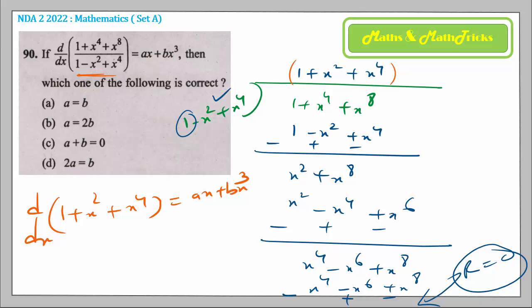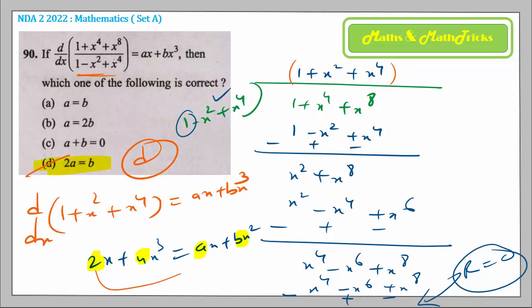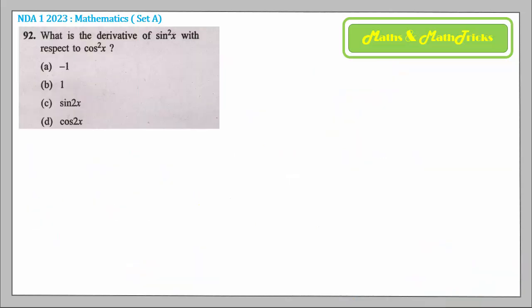What is the derivative of the LHS? 1's derivative is 0, x square's derivative is 2x, 4x cube, is equal to ax plus bx cube. Now equate it. a has to be 2, b has to be 4. So b is twice a. Hence the answer is option D. Alright, a is 2, b is 4, so b is twice a. Got it.